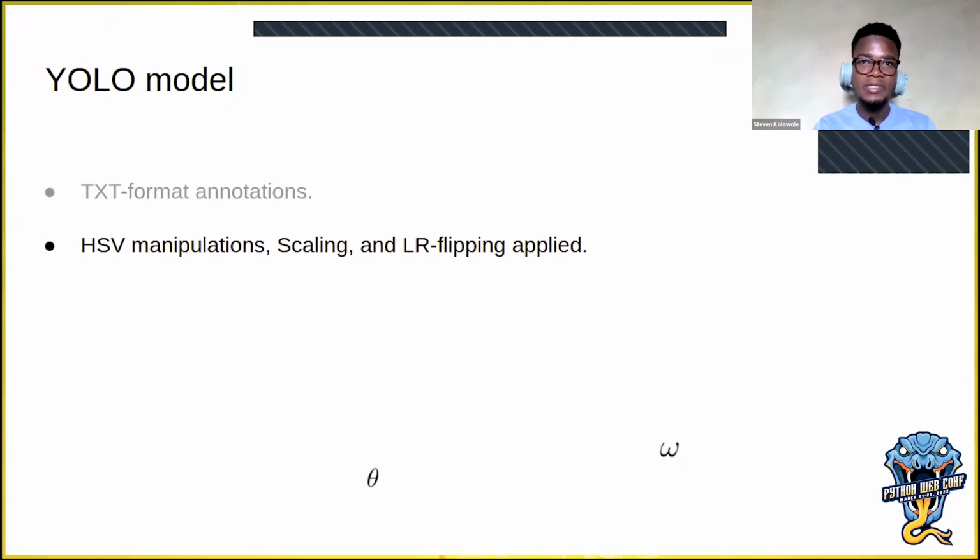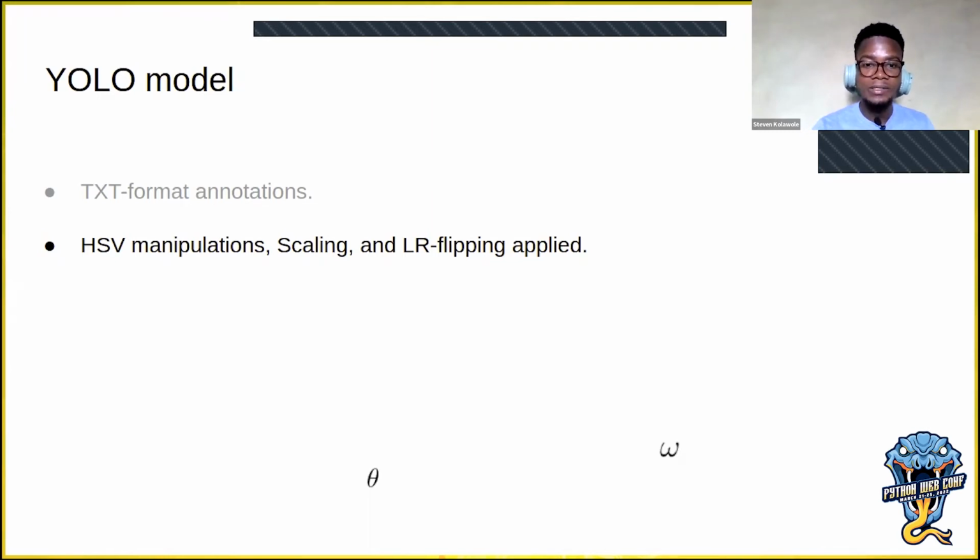HSV simply means hue, saturation, value. These are light settings. I'm not sure if you've tried to edit an image or a photo on your mobile phone, where you could edit the hue and the saturation. You could play around with all these lighting conditions, right? That's the same thing that the image manipulations did.